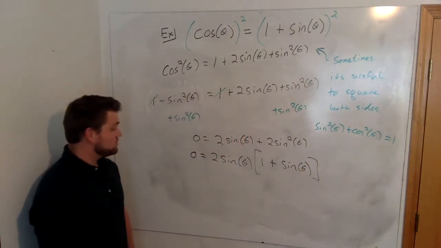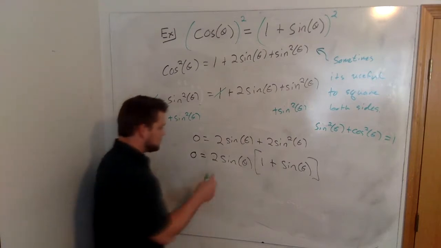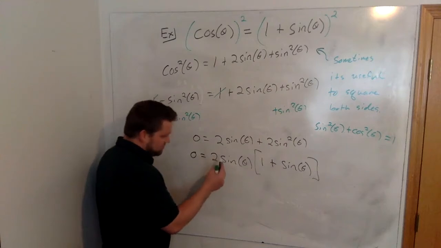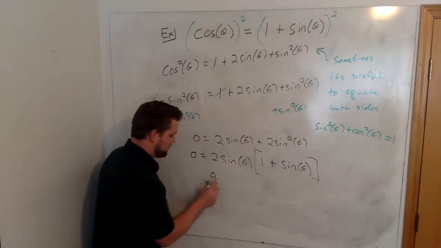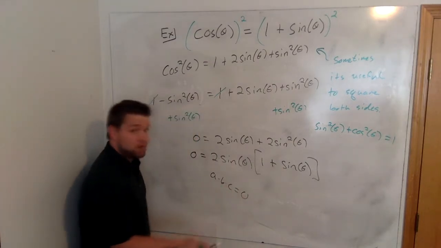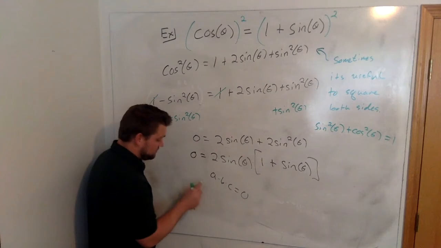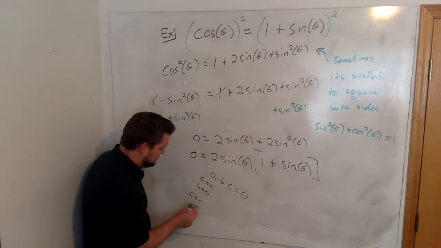Okay, so let's try to think about our solutions here. Well, I guess you could think that we have 3 things being multiplied to give us 0. So if we have A times B times C equaling 0, this would be like the zero product property just with 3 things. So this means that either A is 0, B is 0, or C is 0.